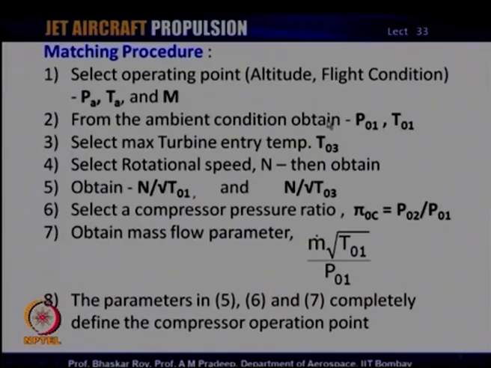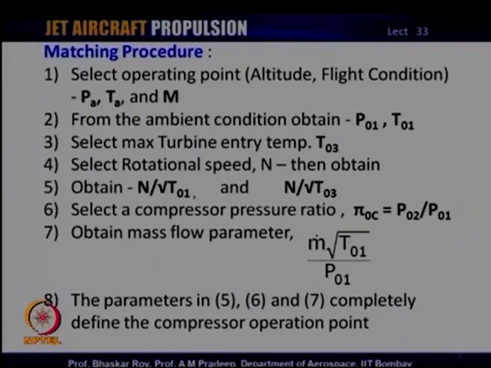Then one needs to select the maximum turbine entry temperature, which is often selected from the state of the art of turbine design, depending on what temperature the turbine can withstand, that is one of the considerations. Another of course, is the cycle design, which one needs to do a priori, and from these two one gets an idea what the value of T 03 should be, for which we would be proceeding towards creating a matched engine. Next is the rotational speed, which also comes from the basic engine considerations.